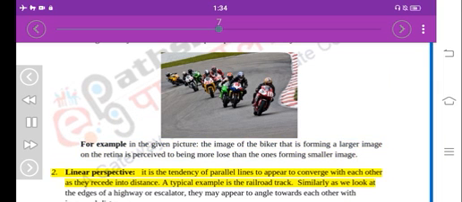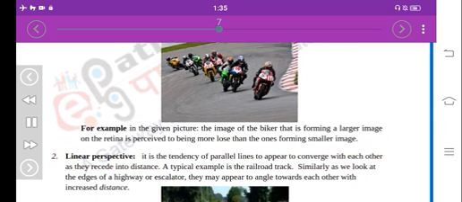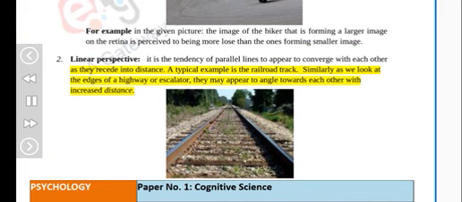2. Linear perspective. It is the tendency of parallel lines to appear to converge with each other as they recede into the distance. A typical example is the railroad track. Similarly, as we look at the edges of a highway or escalator, they may appear to angle towards each other with increased distance.